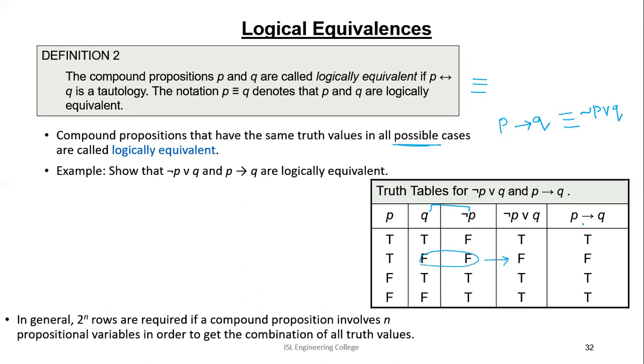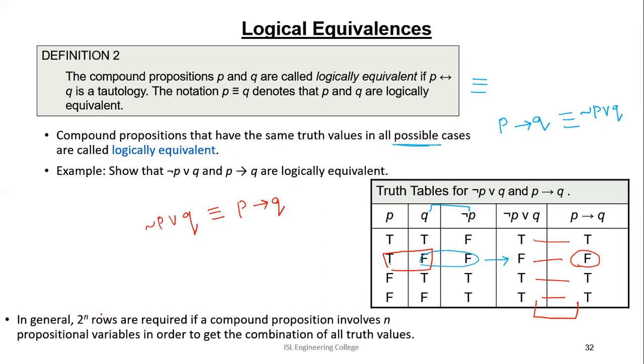And P implies Q is something we have already studied: if one is true and the other is false, then it will be false. In all the other cases, it will be true. Now if you look at both the truth values, both of them are exactly the same. In the first row we have true, in the second row false, third true, and fourth true. That means negation P or Q is logically equivalent to P implies Q.